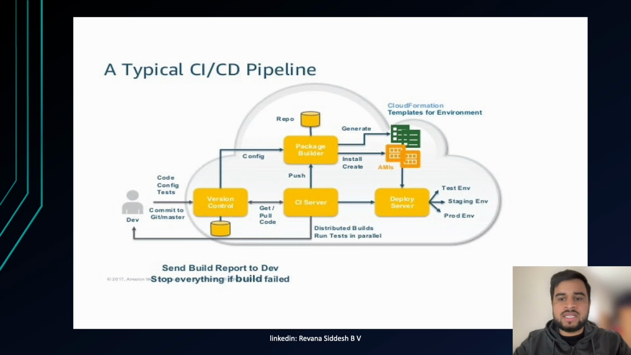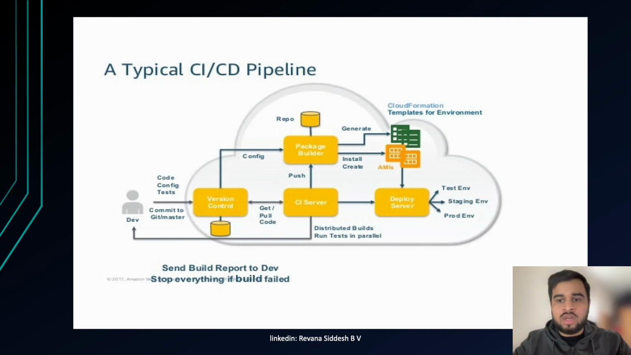A typical CI/CD pipeline consists of several tools including a version control system, a CI server, and a package builder deployment server. For example, many development teams use Git for version control as it provides a powerful and flexible way to manage source code. In the CI stage, a CI server like Jenkins can be used to automatically build, test, and deploy code changes as they are committed to the version control system.